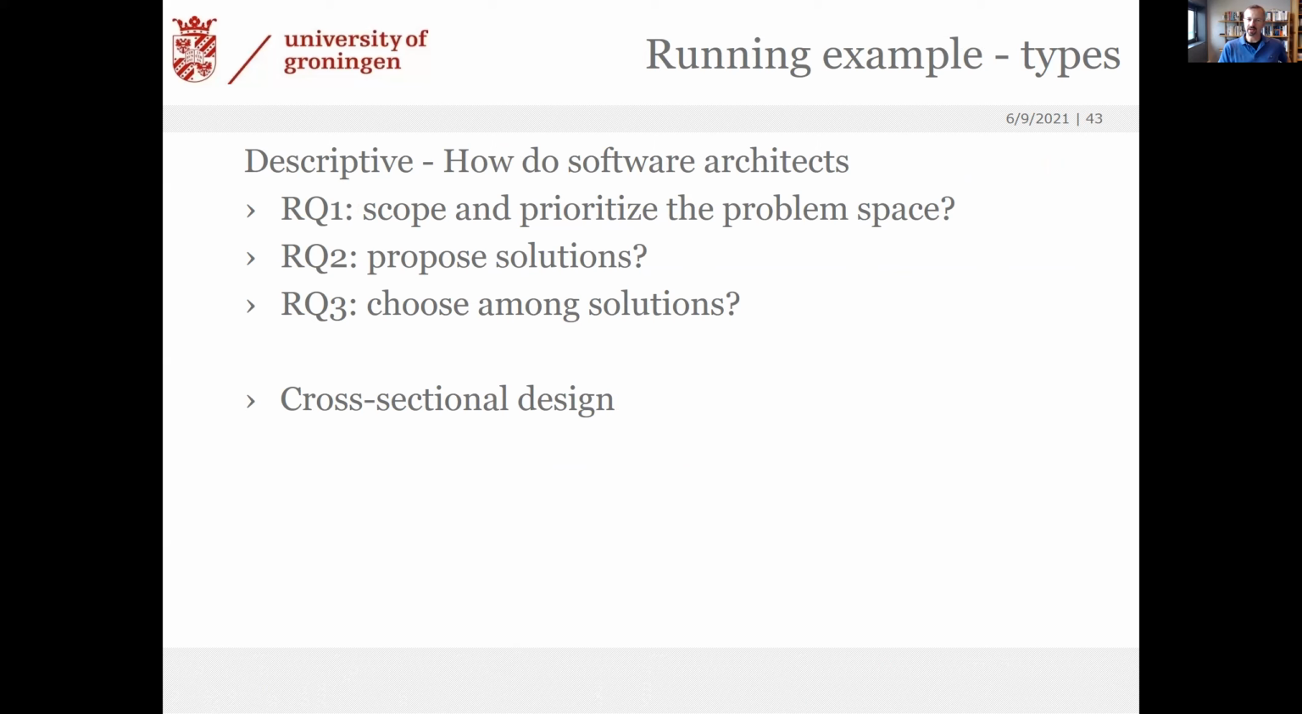So back to our running example, this was a descriptive study. So we wanted to find out how software architects reason. We use the architecture design process from Hofmeister et al. If you remember this, it's about analysis, synthesis, and evaluation. So how do you see the problems versus problems/requirements? How do you come up with solutions, and how do you evaluate those solutions?